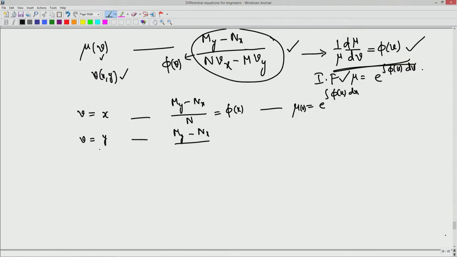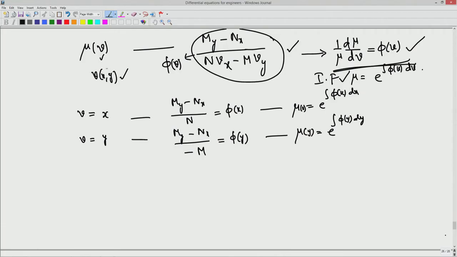So v is only a function of y and you are differentiating with respect to x, so this is 0. So you have minus m, v_y is 1, so the derivative is 1. So this has to be a function of y, because phi of v is y, so it has to be this. Then only your mu of y, you simply go ahead and write it, is e to the power integral phi of y dy.